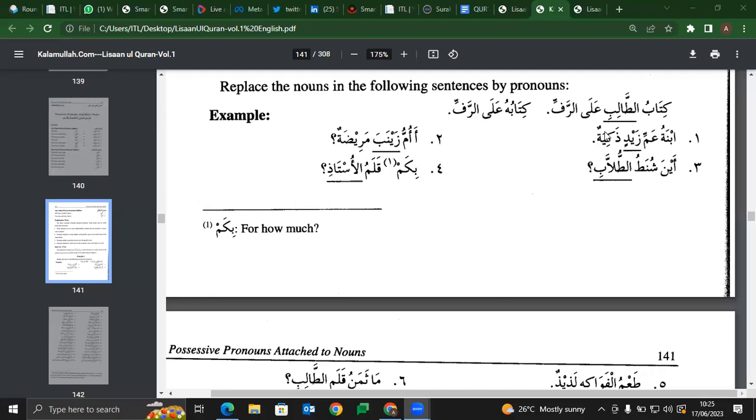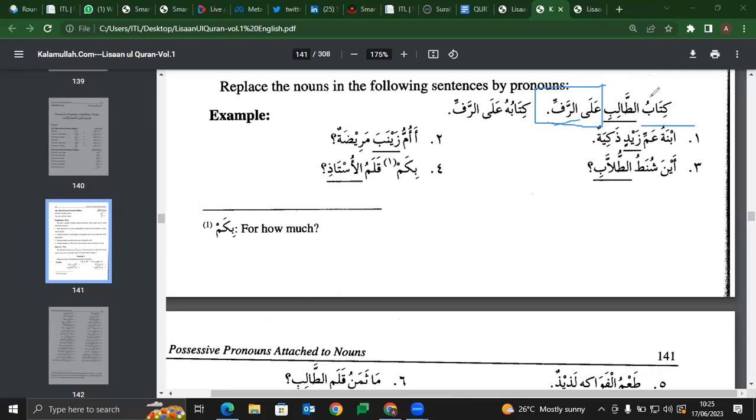For example, if I take this example here, kitab al-talib ala rafi. The first thing I can think of is separating this ala rafi. Kitab is mudaf, talibi is mudaf ilayhi, and rafi is a khabar, right? But I can separate this now to become ala rafi. This becomes shibhu jumla. Now I have my mubtada here, then I have my khabar here.